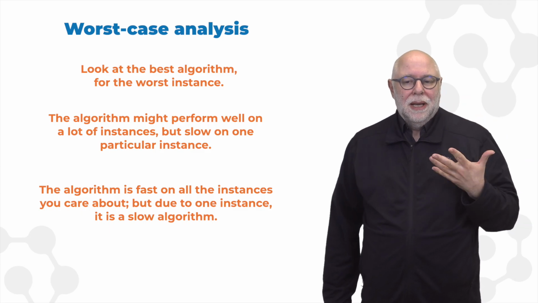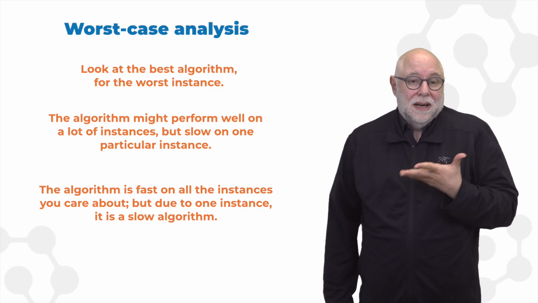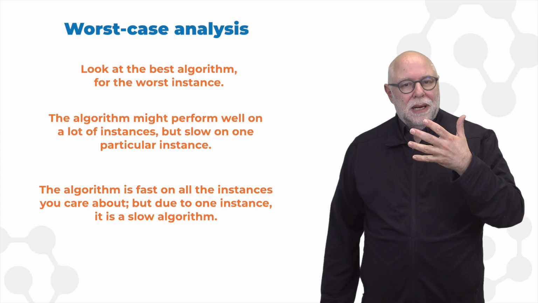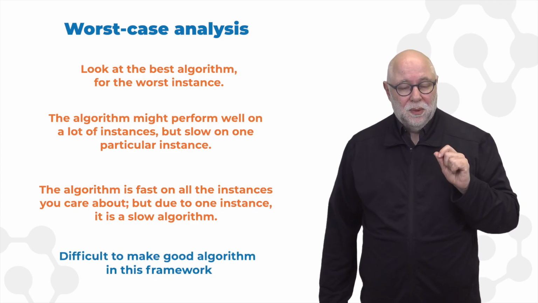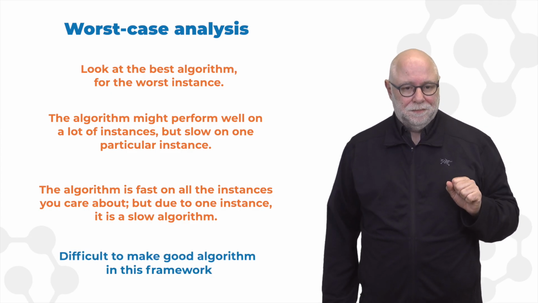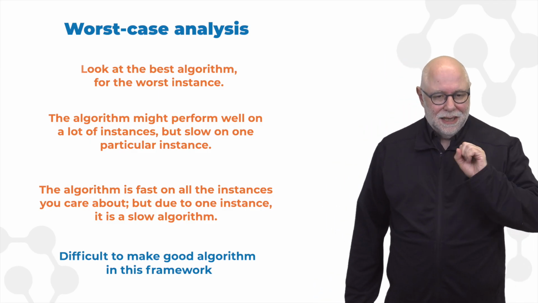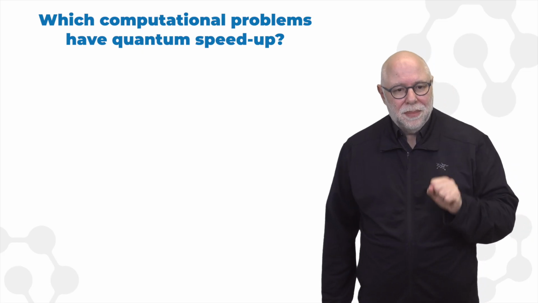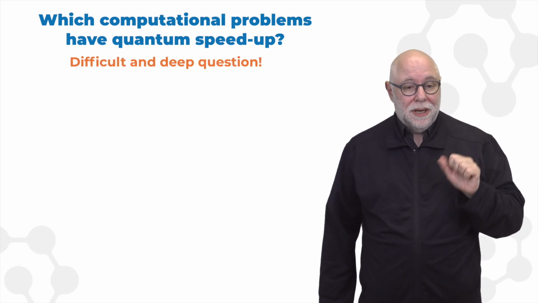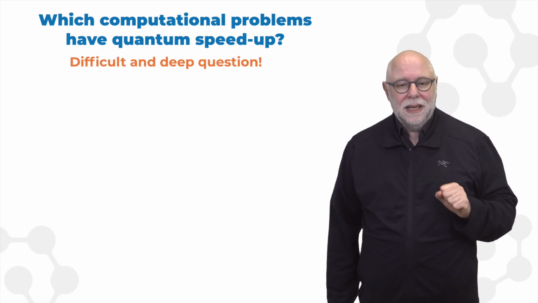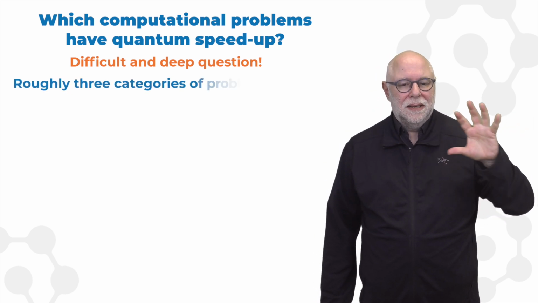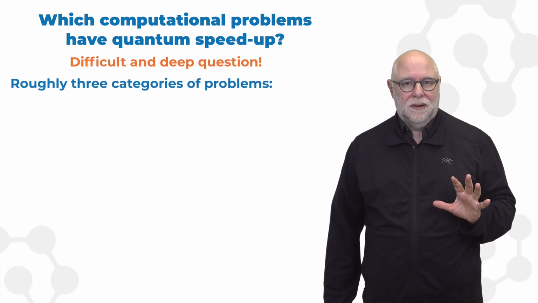Nevertheless, in this traditional complexity theory, this algorithm is slow because it is slow on one instance. And somehow this is very nice for making analysis, but it is very difficult to make good algorithms in this framework. Anyhow, I hope I've convinced you that this question of which problems have a quantum speedup is a difficult and deep question.